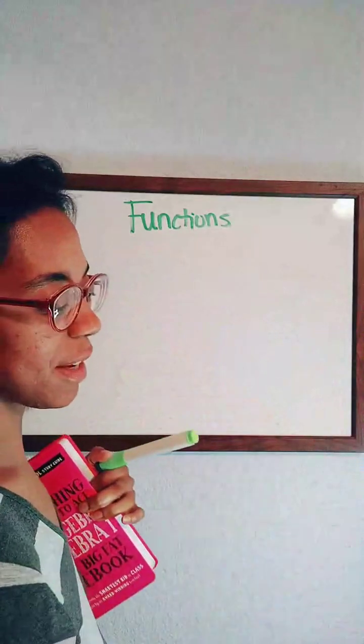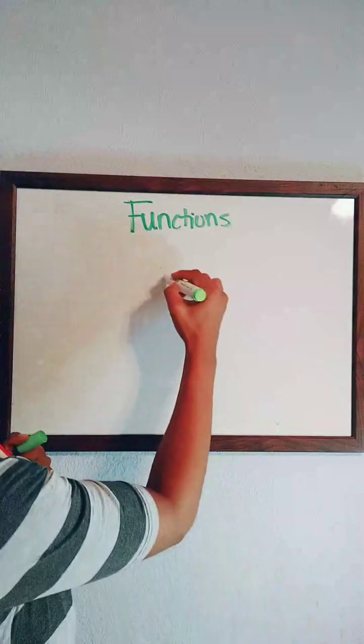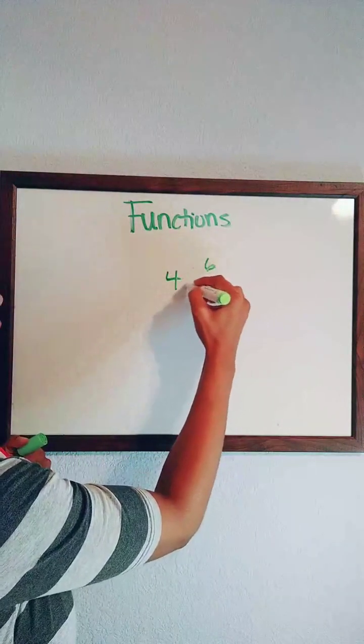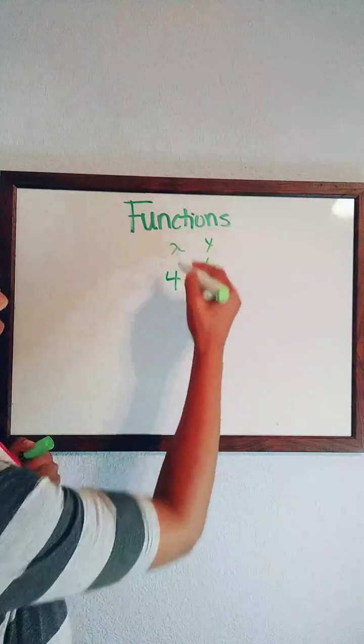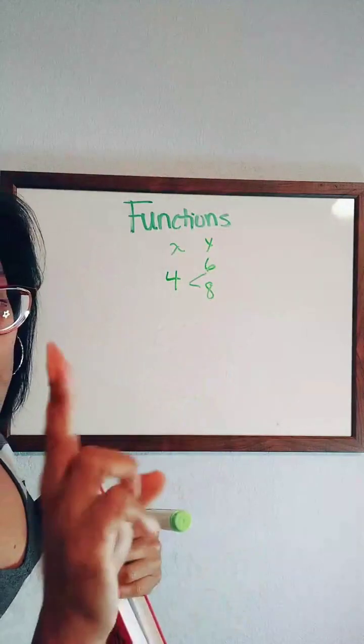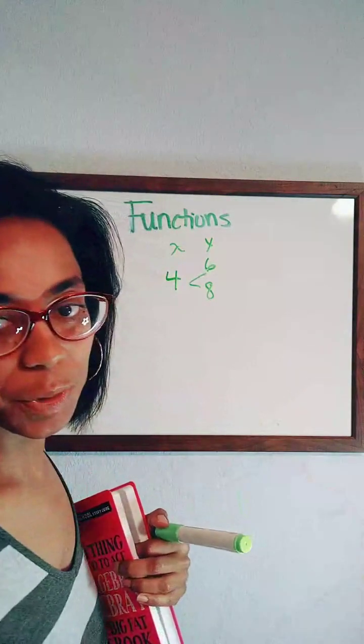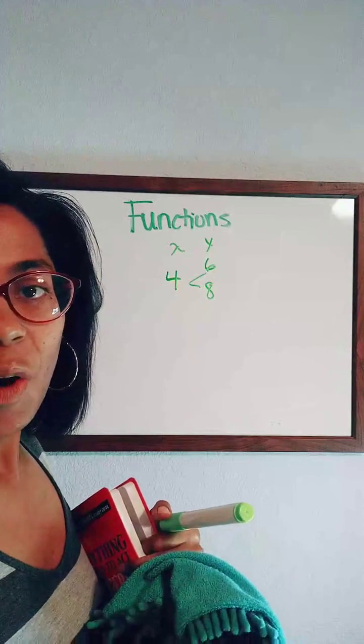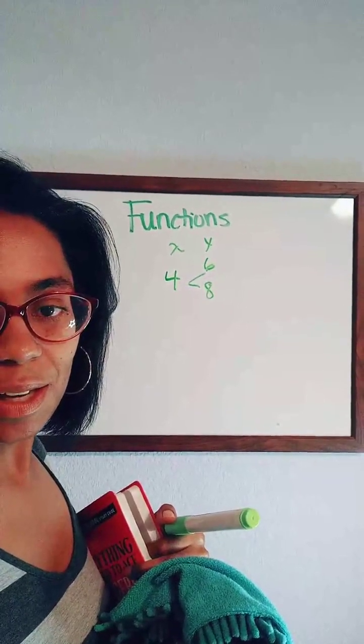Right, the Y can't be different. Can't have a different Y. And on that top set, 4 repeated, but it was with 6, and then it was with 8. So this was a different Y. My X value had 2 Y's, and that's not cool. We can't have it.